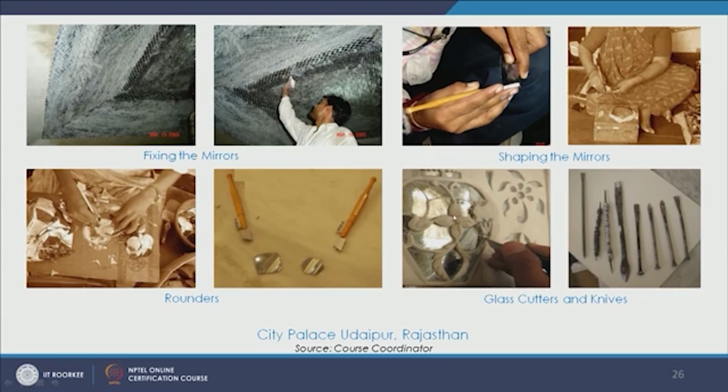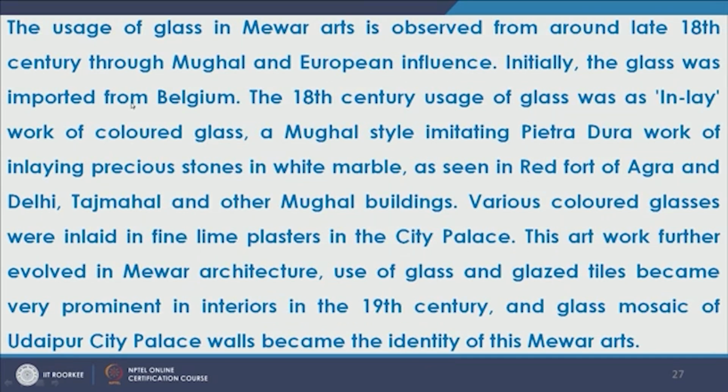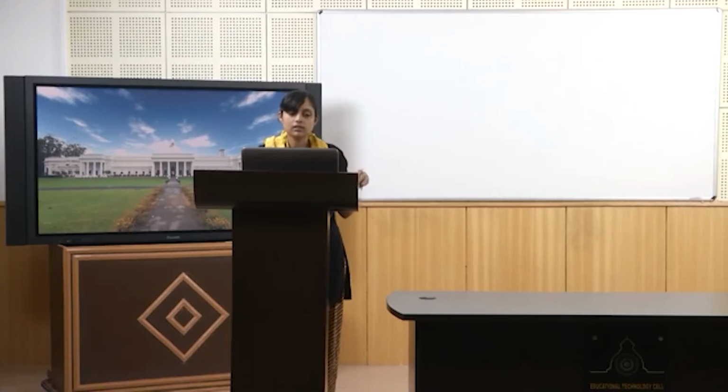And then we also have glass cutters and knives, and all these tools are used to do this mirror work. This is important, so I would like to focus a little bit, and it also talks about history and influences and exchange of ideas. The usage of glass. So up till now we were specifically talking about mirrors, and then also the usage of glass started happening and there was a lot of influence from Europe.